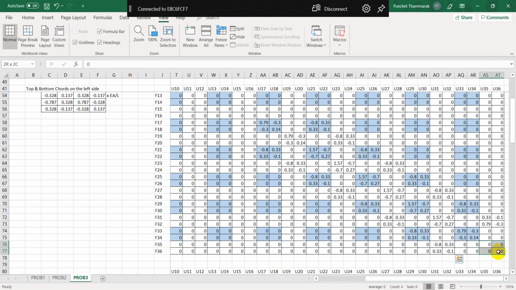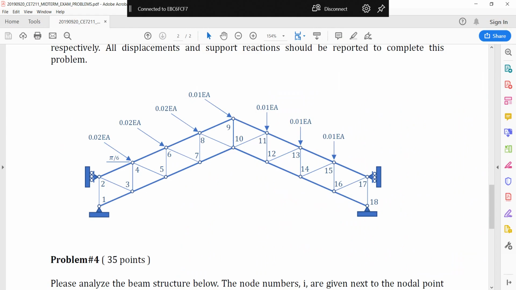And there it is, done. Yes, okay. Done with these top and bottom chords. Now we move over to maybe the incline member.